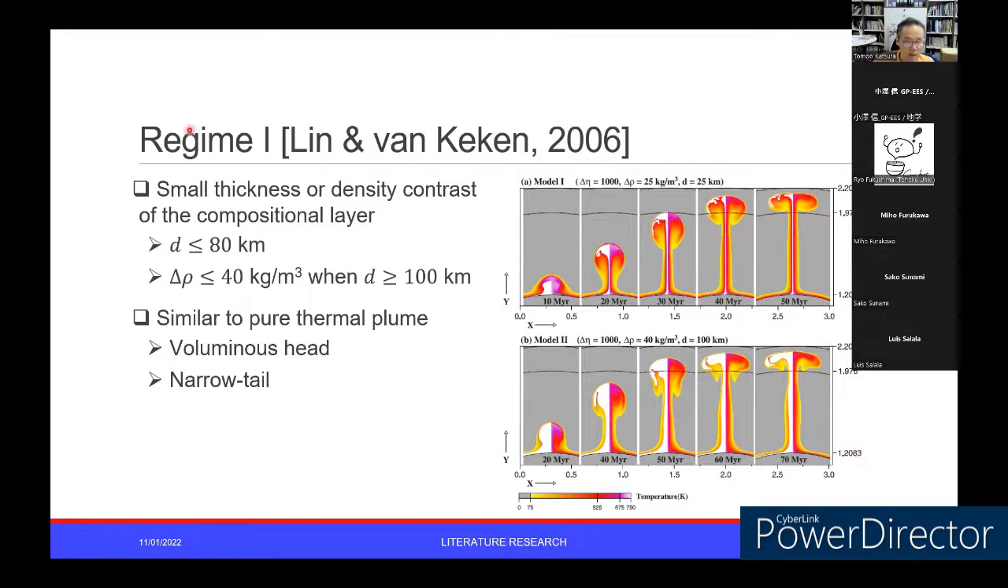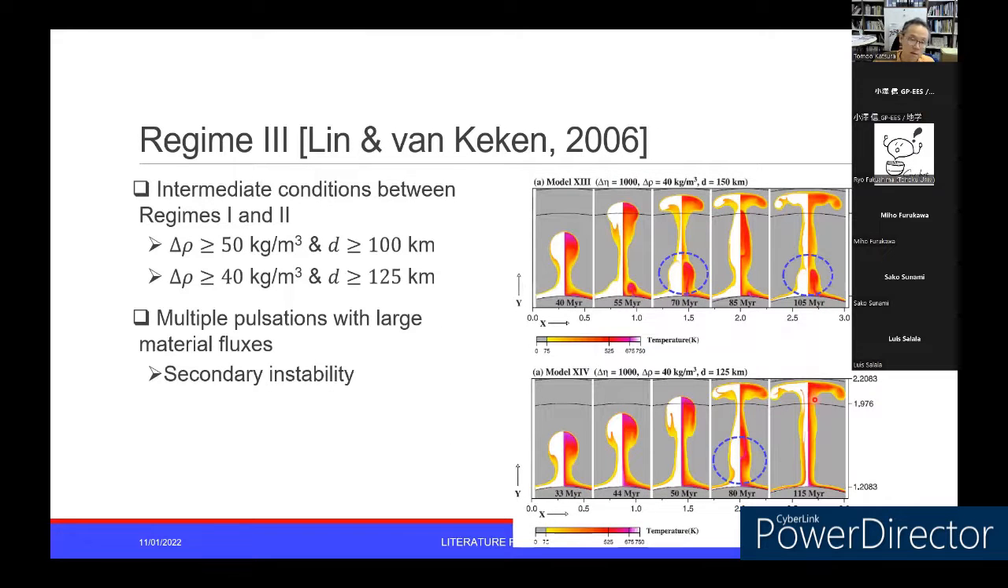This is, again, regime 1. The compositional layer is quite smooth in this case. And in regime 3, the conditions are intermediate between regime 1 and regime 2. In this case, there is some pulsation of the plumes. So there is another plume head below, at the bottom of the plume. So a plume occurs not once, but twice or three times in this regime.